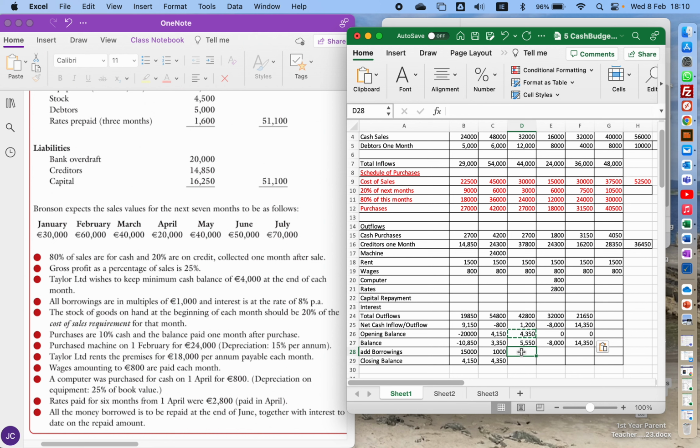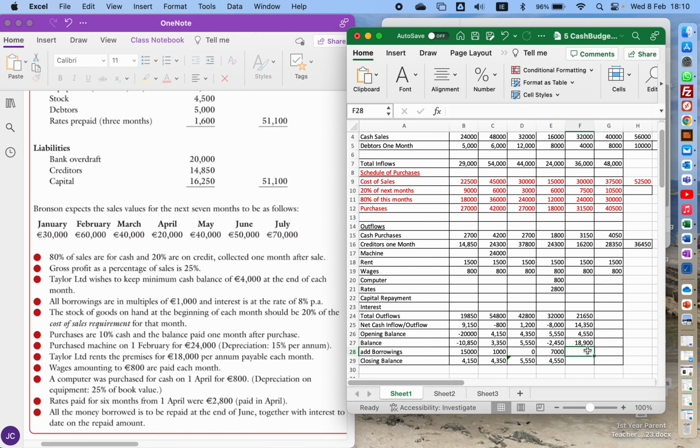Okay, my borrowings. So this one I end up with a balance of 5,150, so I need to borrow zero. That's the figure that goes there, and that becomes the opening for the next month. So this one here, I'm going to overspend, so I'm going to have to borrow again this month. So I'll end up with a balance of 2,450, so I need to borrow 7 grand, because 7 grand will bring me above the 4 grand I'm looking for. Yeah, 4,550, and that goes there.